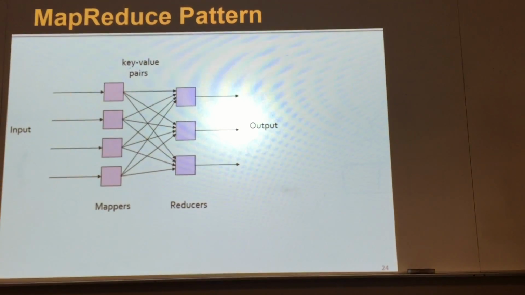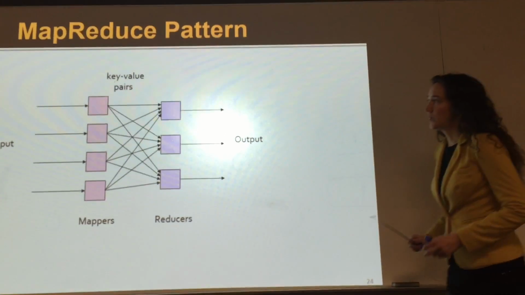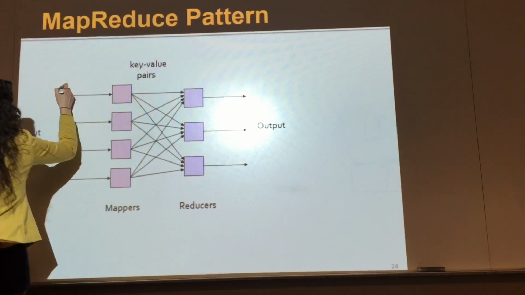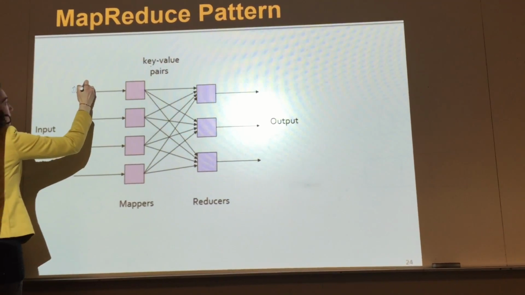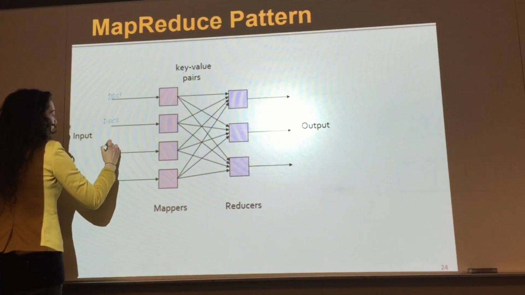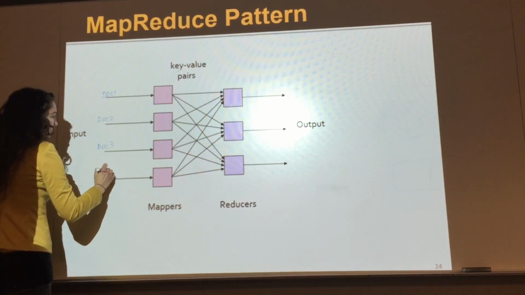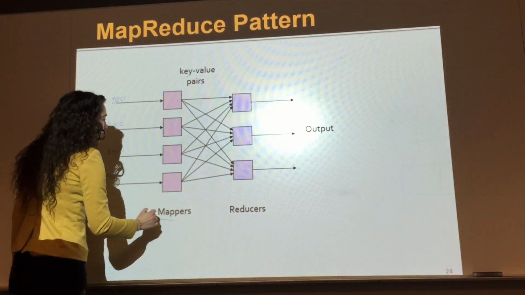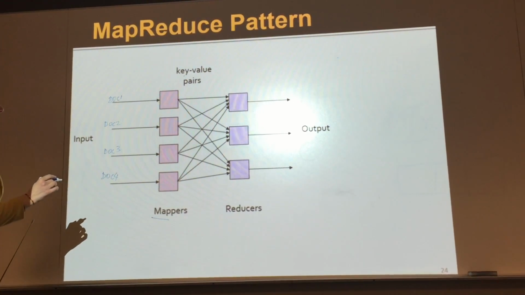This is how it looks. Get the input. Let's say these are different documents: document 1, document 2, document 3, document 4. The map function is going to do something with them.